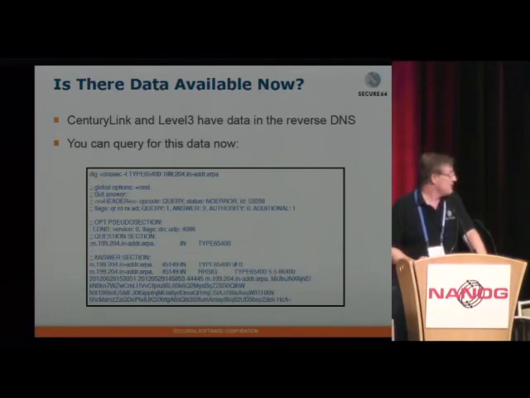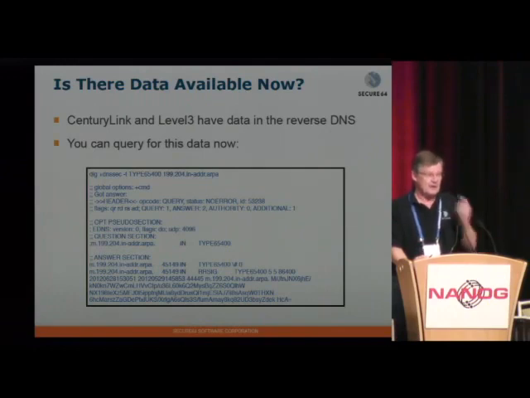This is what a real zone file looks like. It's probably in small print for the people in the back of the room, but you can look at the slides later. This is the actual SRO record as a type 65400 and a type 65401. It actually shows how the data is formatted. And if you were to do a dig right now, you'd actually see that this is, for example, Level 3's data. CenturyLink also has data published there.